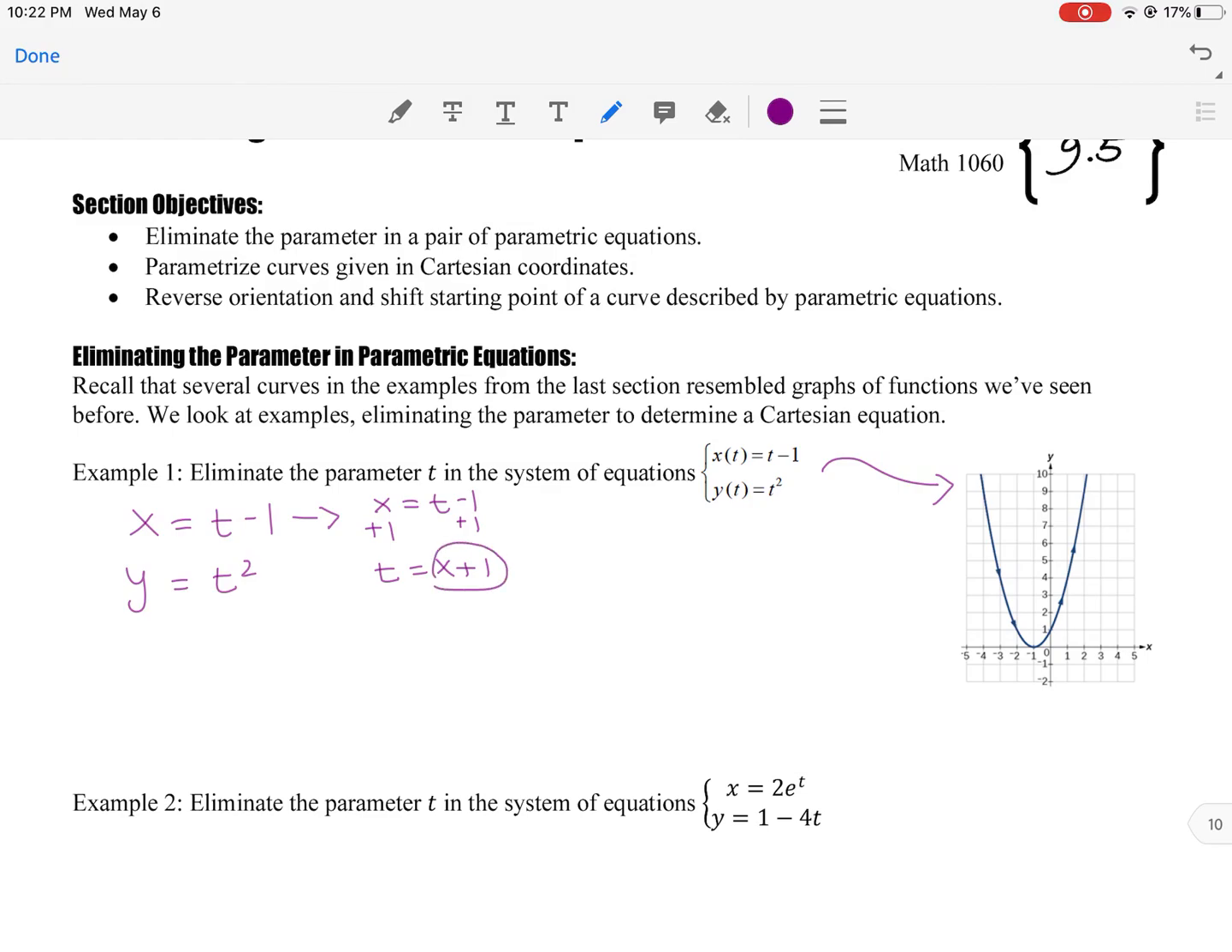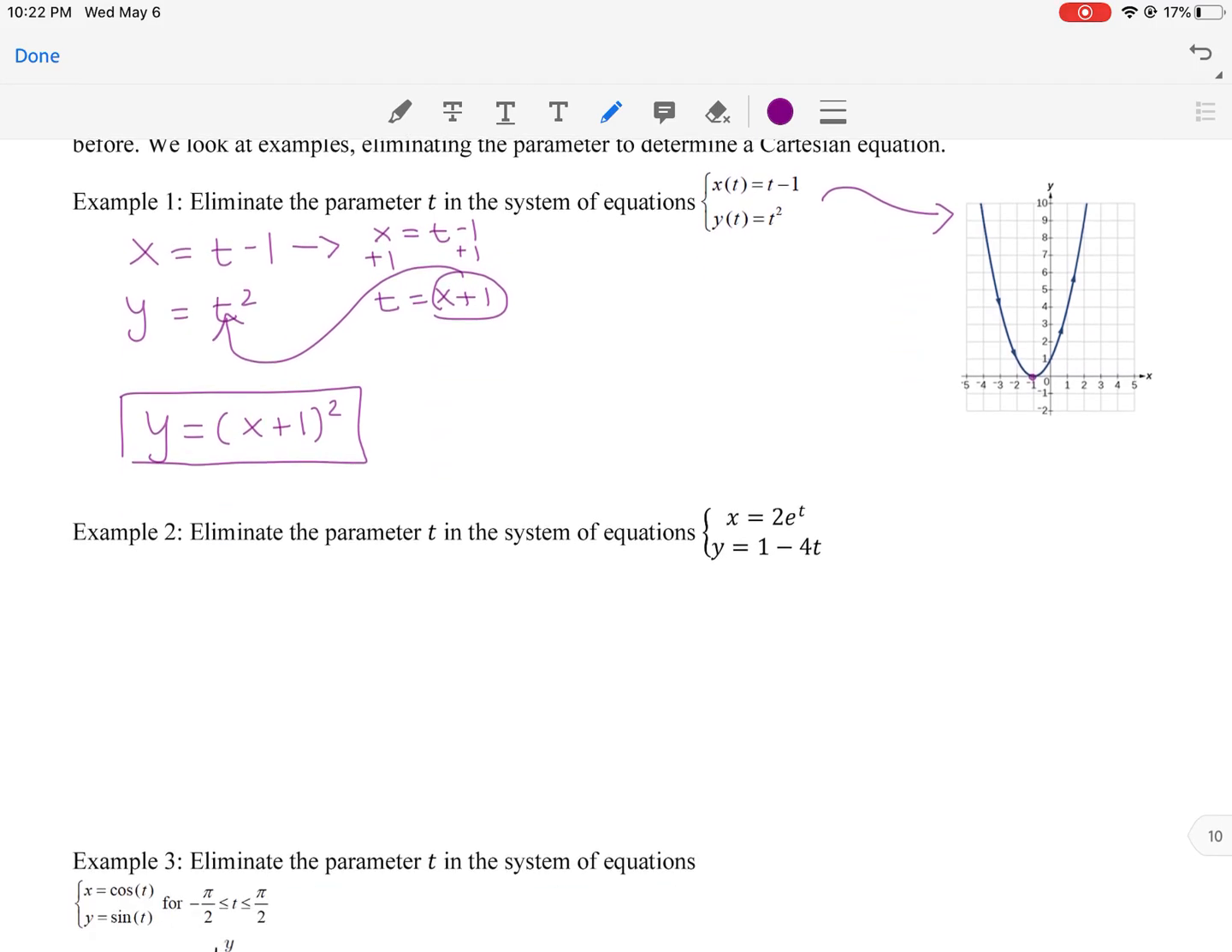Once we have that, we can use the idea, like solving a system of equations, of substitution, and we're going to plug that in for t. So we get y equals (x plus 1) squared. And you'll notice right there that is the format of a parabola, right? It's shifted 1 unit to the left, which is what the vertex looks like over there. So that is the equation you're given.